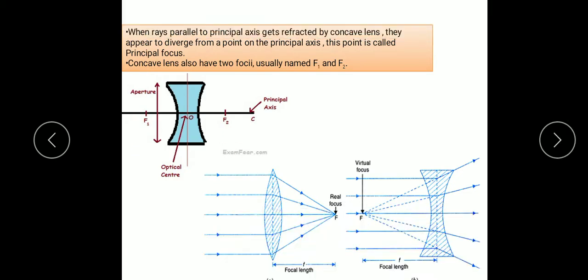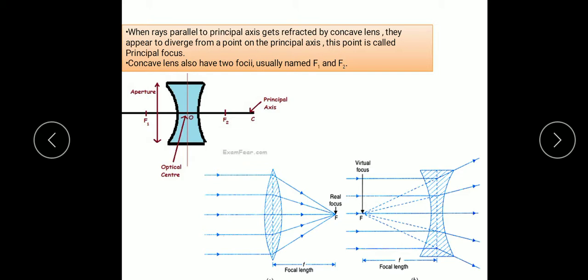So now we have studied the four important terms related to lenses, in the case of concave as well as convex lens: the center of curvature, the principal axis, the optic center, and the principal focus.